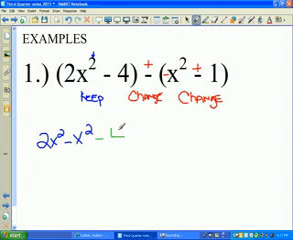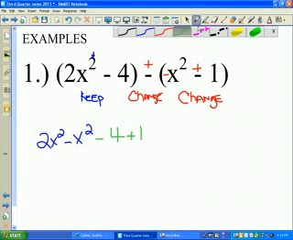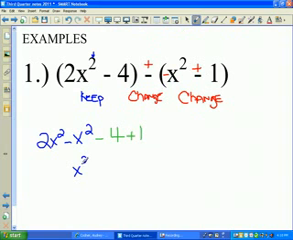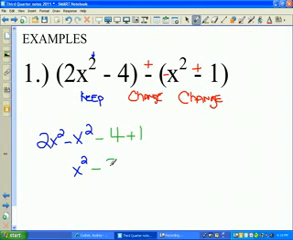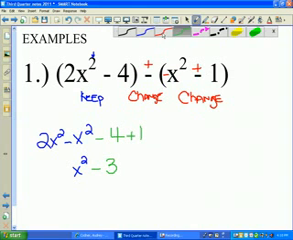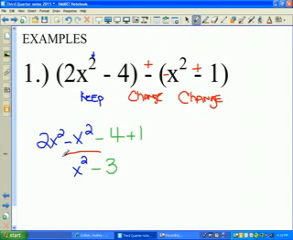So it looks like I have a minus 4 and I have a plus 1. Because remember, we changed it to a plus, based on that whole keep, change. So now let's clean it all up. 2x squared minus x squared will give me 1x squared, or just simply x squared. And this negative 4 plus 1 is going to give me a negative 3. So my solution to this will be x squared minus 3.